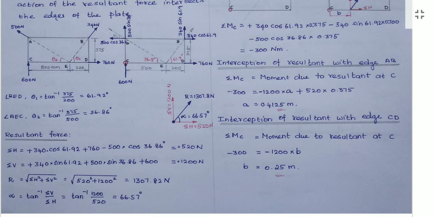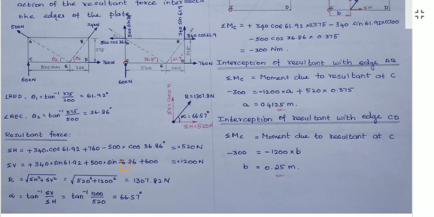Sigma V means we have to add all the vertical components. Here also this is a vertical force, this is also a vertical force. So three vertical forces are there. All the forces are acting upwards, upward force and upward force. So all are positive.